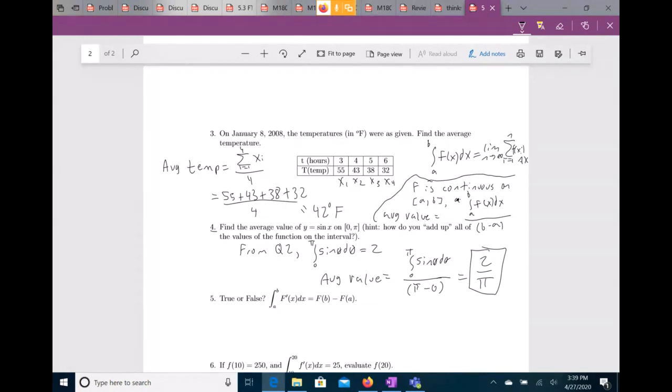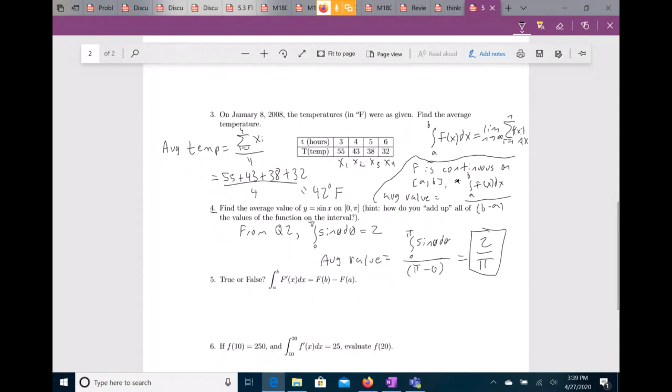All right, so that's how you average a continuous function. You integrate it over the interval and then divide by the length of the interval.